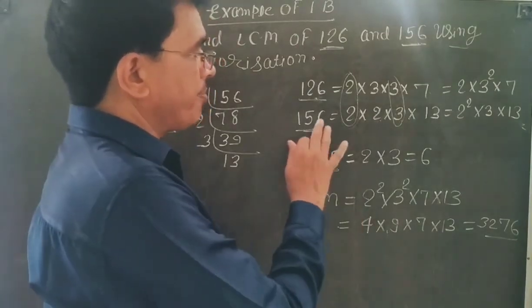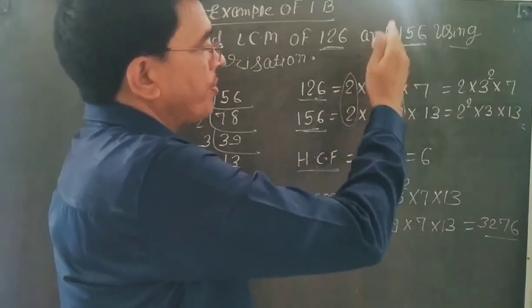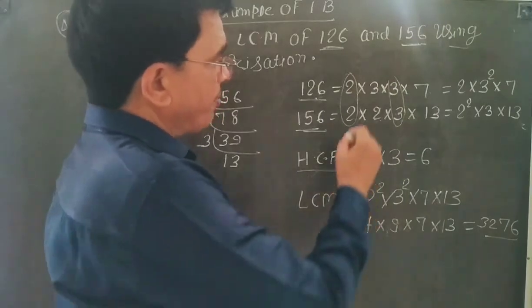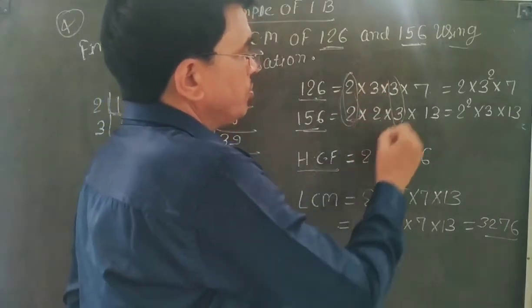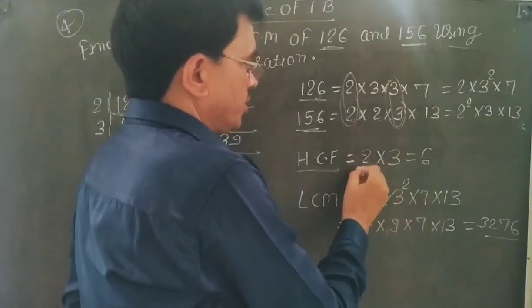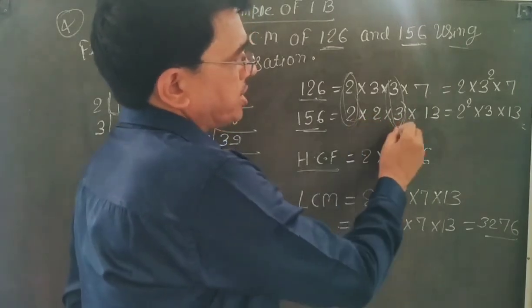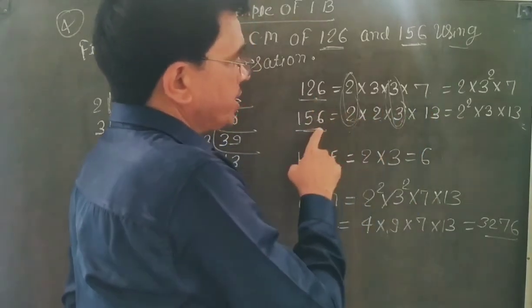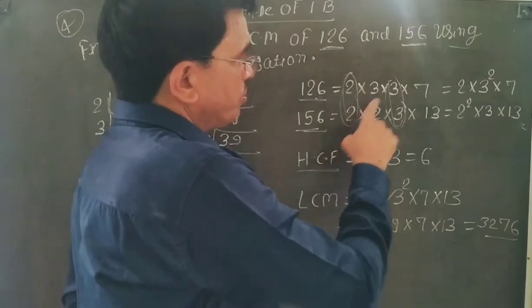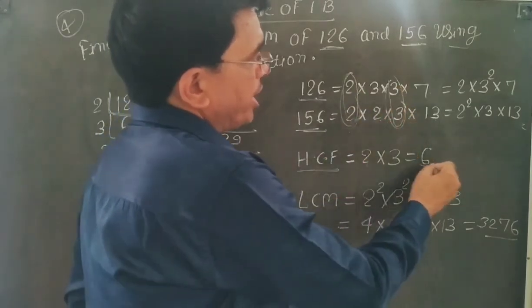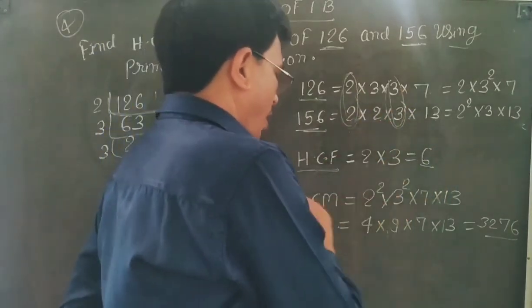If you have 3 or 4 numbers, what is common among them? First you find what is common. Here you find it is 2, here you find it is 3. So only 2 factors are common between 126 and 156, that is 2 and 3, hence 2 into 3, that is 6. And how to find LCM?